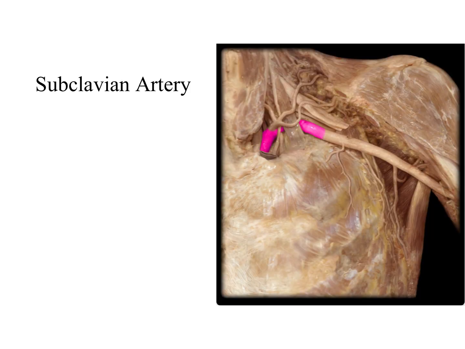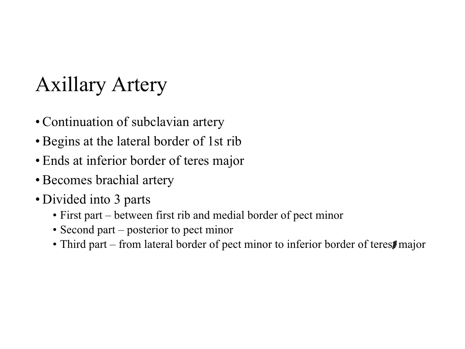The pink highlighted area is the subclavian artery, and that continues as the axillary artery until it reaches the inferior margin of the teres major. The axillary artery is a continuation of the subclavian artery. It begins at the lateral border of the first rib, and it ends at the inferior border of the teres major. It passes posterior to the pectoralis minor in the arm, and it will become the brachial artery when it passes that inferior border of the teres major. At that point, it's usually reached the humerus.